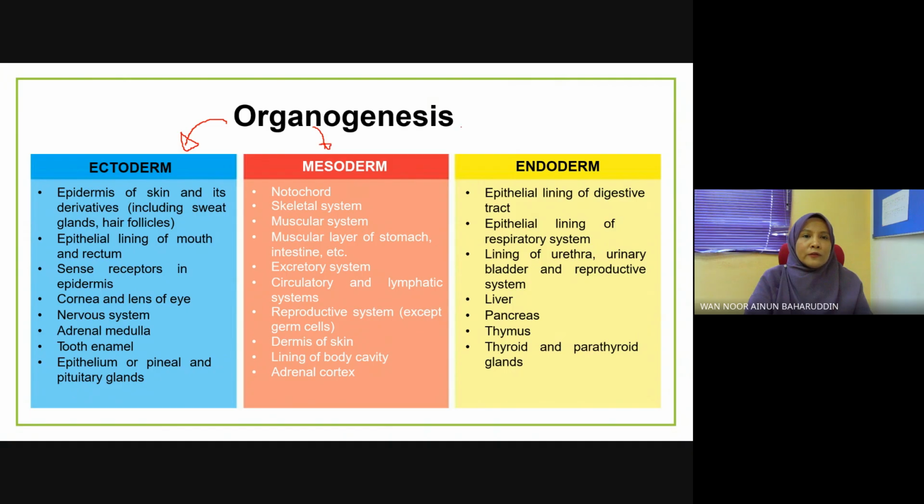Here we go for the first, ectoderm. It can form epidermis, epithelial lining of mouth and rectum, sense receptor, cornea and lens of eye, nervous system, medulla, adrenal, tooth enamel, and then the epithelium of pineal and pituitary gland. For the mesoderm, it's mostly directly to the skeletal muscle system and the organ.